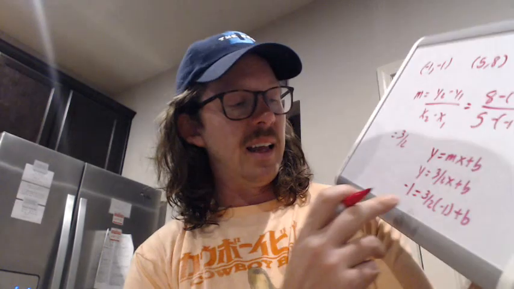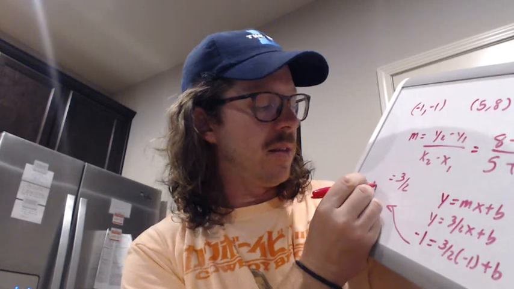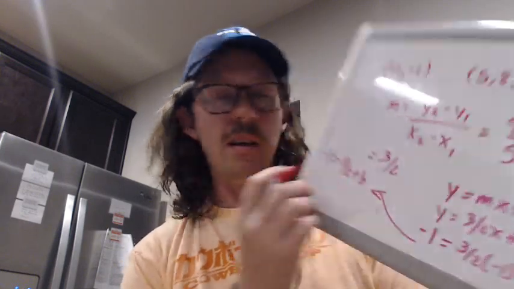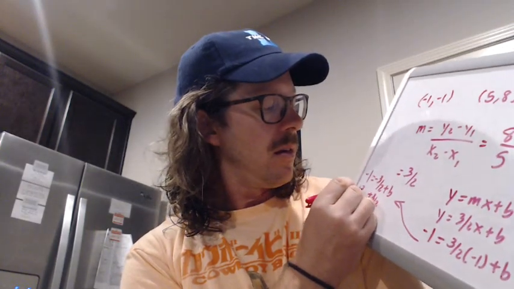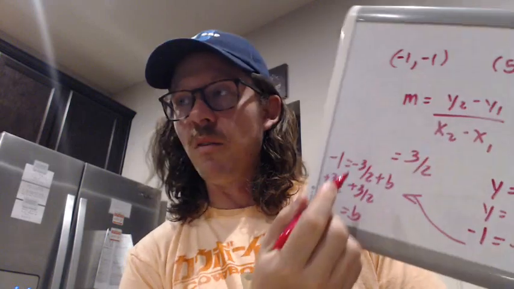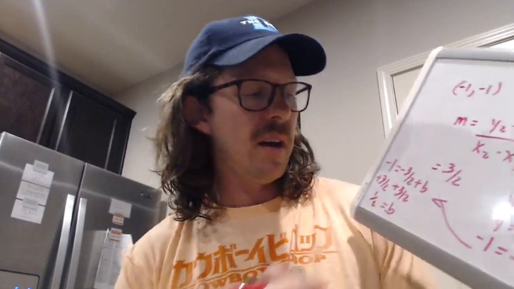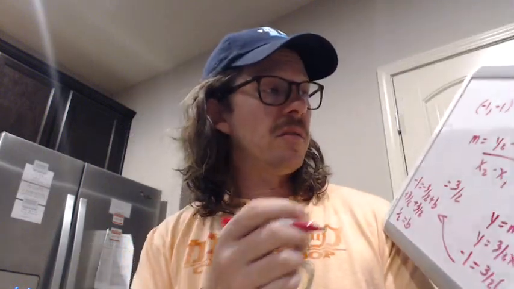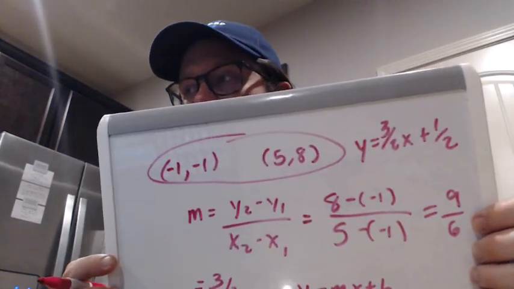So if you just did 3/2 times -1, that'd be -3/2. Let me come up here and do this. -1 equals -3/2 plus b, like that. And you just add the 3/2 to both sides. b would be -1 plus 3/2, which is essentially 1.5, so it would just be 1/2, right? So you've got an equation, essentially y equals 3/2 x plus a half, right? We just took those 2 points, found a slope, and by that we found the line as well.